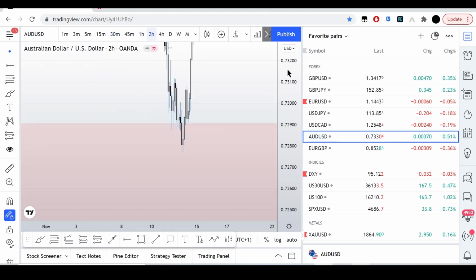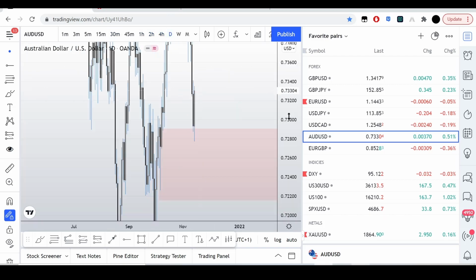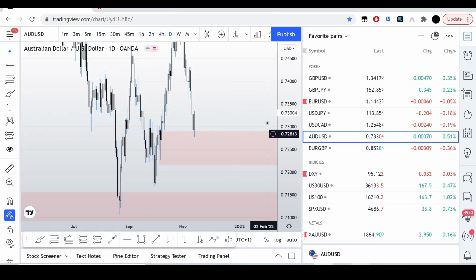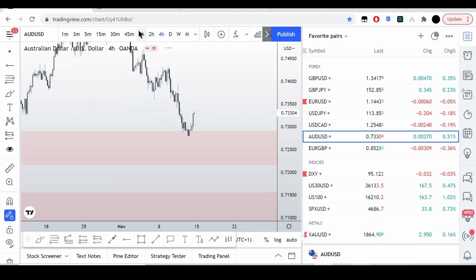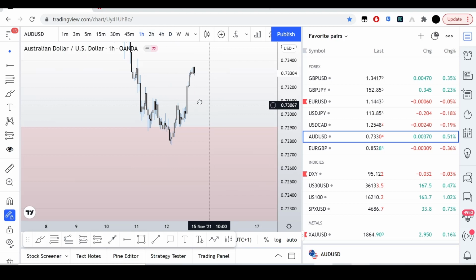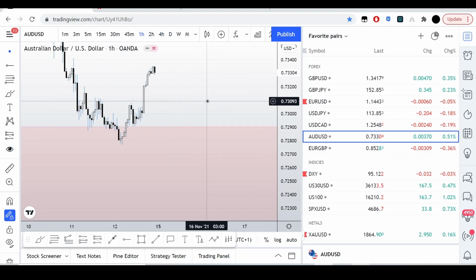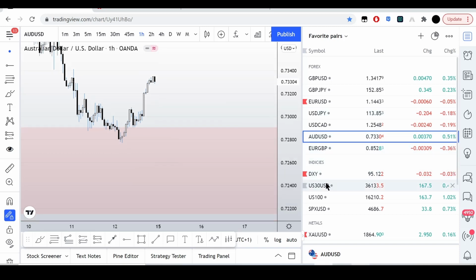So yeah, this would have been a nice trade. I don't know if I would have taken it. I probably would have, depending on if I was looking at it at that time. Or probably not. I don't know. I probably would have just stayed out.